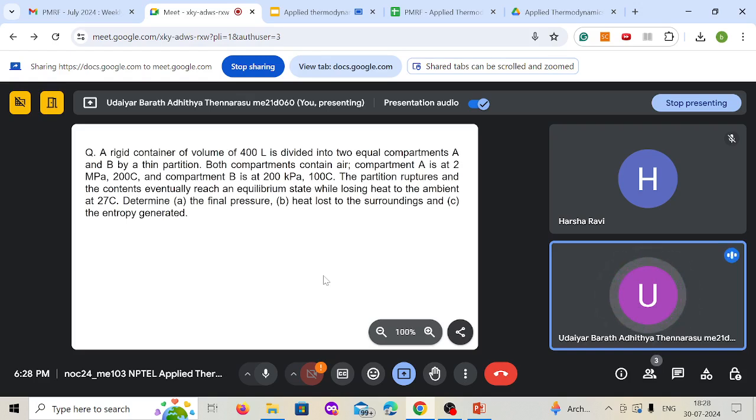A rigid container of volume 400 liter is divided into two equal compartments A and B by a thin partition. Both compartments contain air. Compartment A is at 2 megapascal and 200 degrees Celsius, and compartment B is at 200 kilopascal and 100 degrees Celsius. The partition ruptures and the contents eventually reach an equilibrium state by losing heat to the ambient at 27 degrees Celsius. We have to determine the final pressure, heat lost to the surroundings, and the entropy generated.